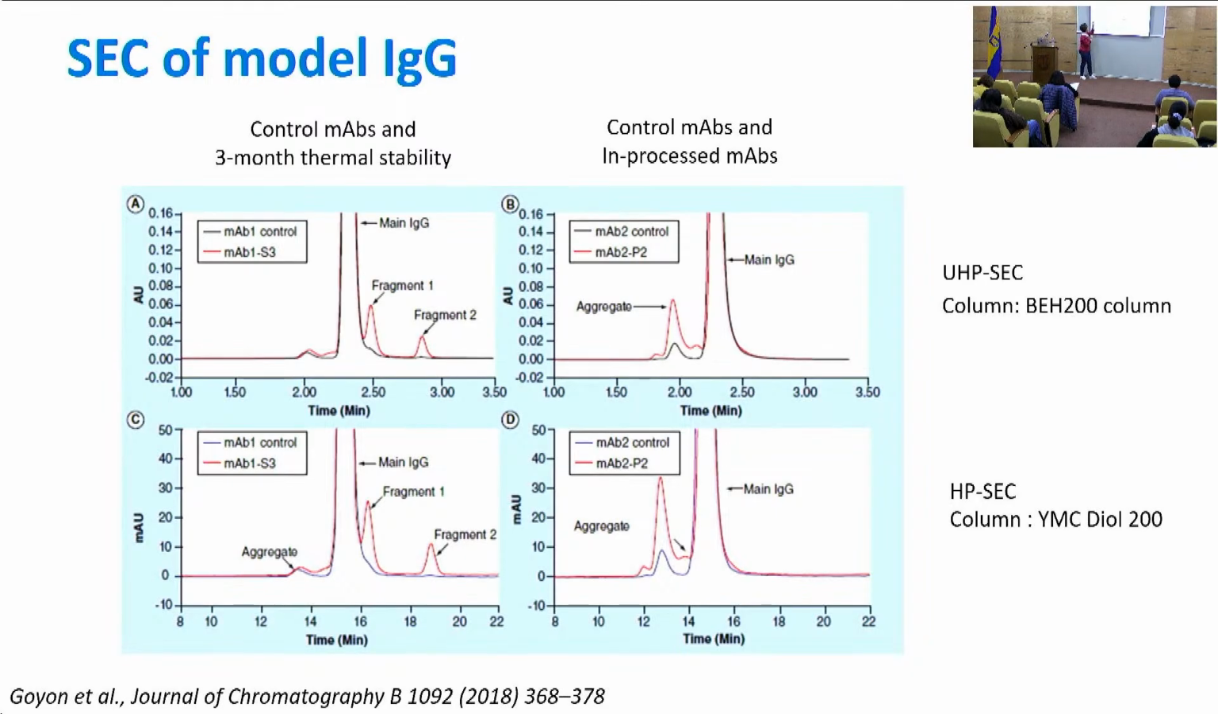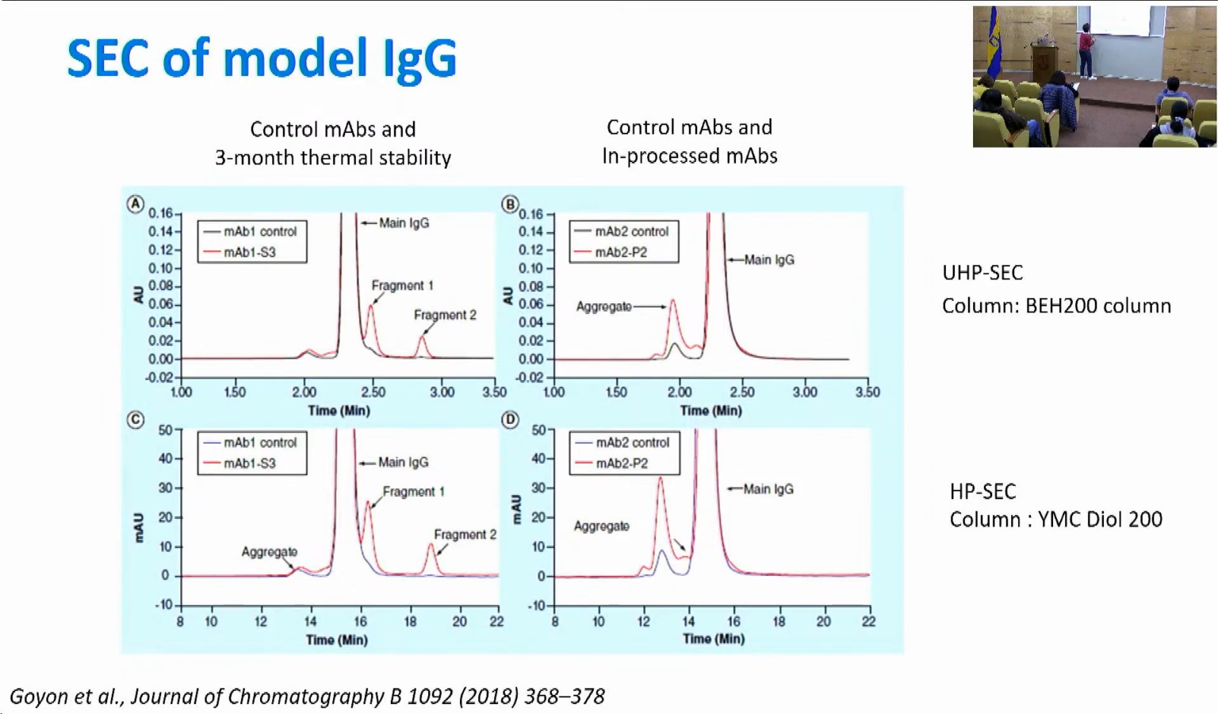Then they took the same MAB, and they conserved the MAB during 3 months at room temperature. And they see what happened to the MAB and to its stability. You can see in the chromatogram in red that on this MAB you find 2 fragments. You still have small aggregates, and you have 2 fragments.